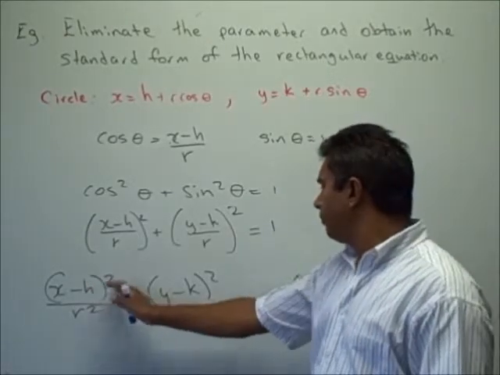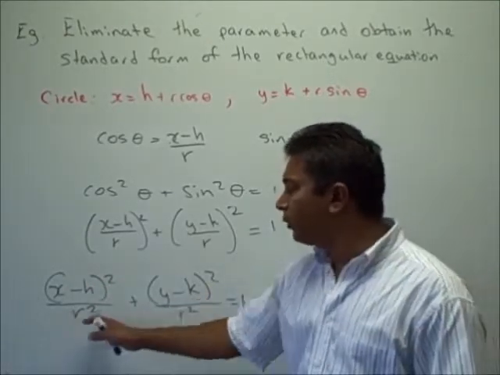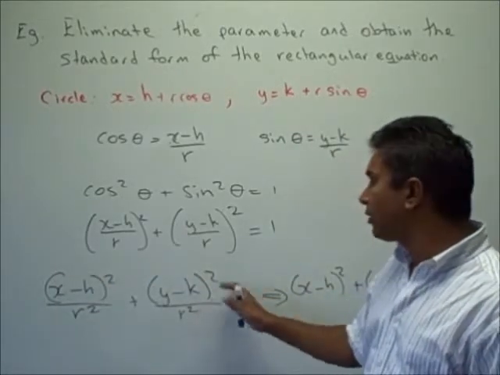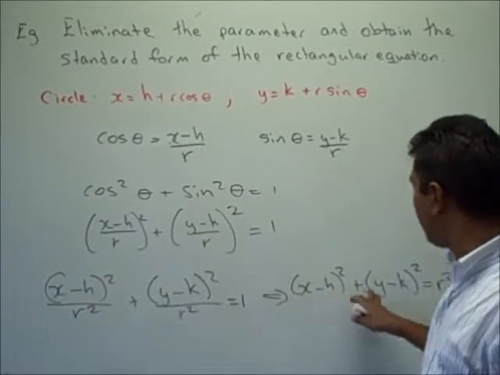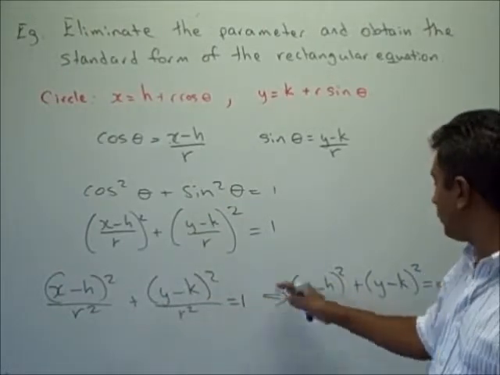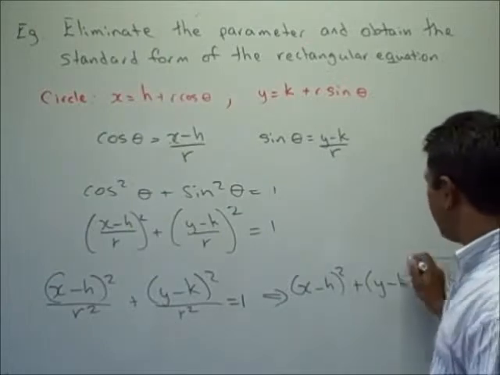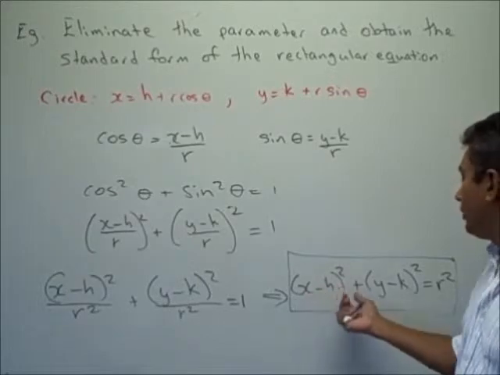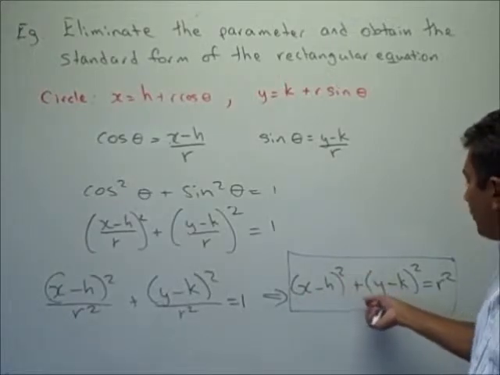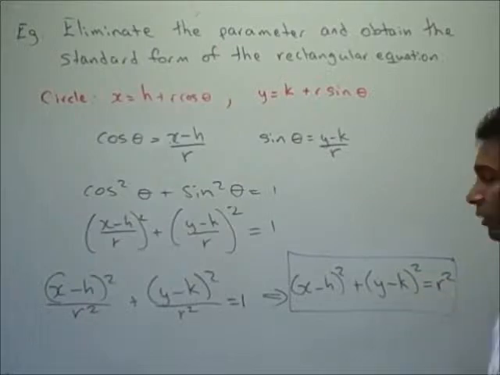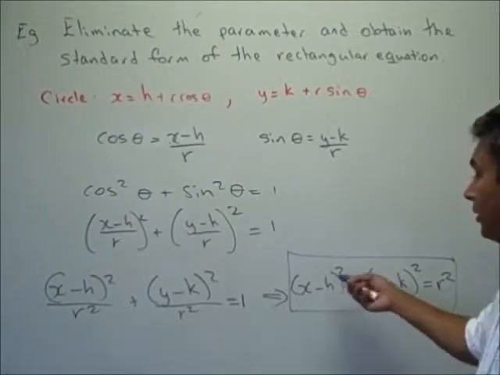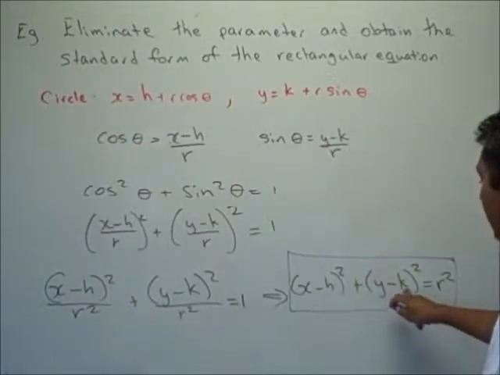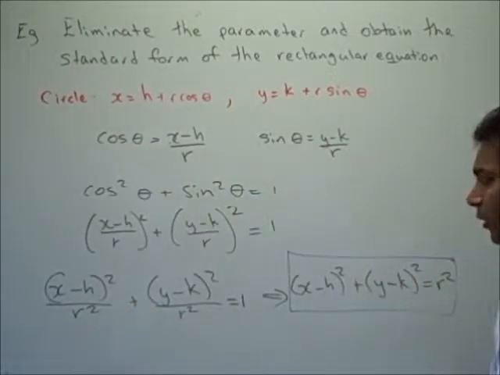Now if we multiply every term by r squared, the r squared will cancel here, leaving us just (x minus h) squared. If we multiply this by r squared, it will cancel, leaving (y minus k) squared. And if we multiply this by r squared, it just becomes r squared. So our final equation, this is our rectangular equation, (x minus h) squared plus (y minus k) squared is equal to r squared. And you can see that this is the equation of a circle with center (h, k) and with a radius of r.